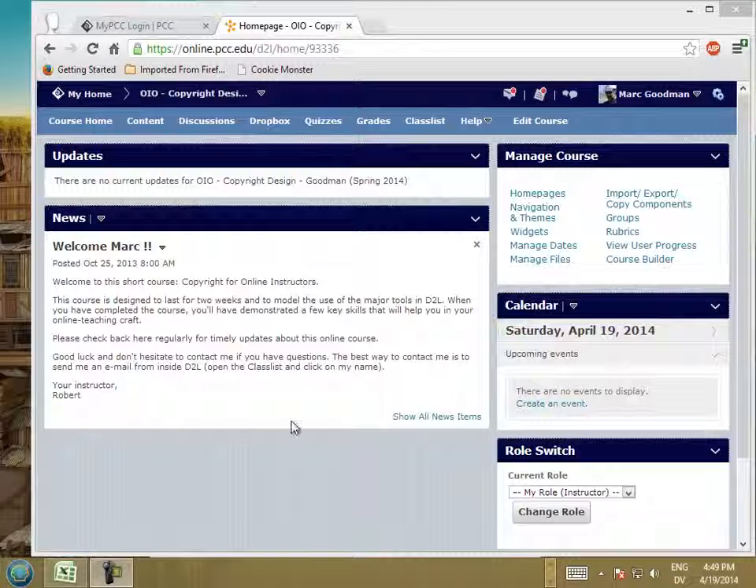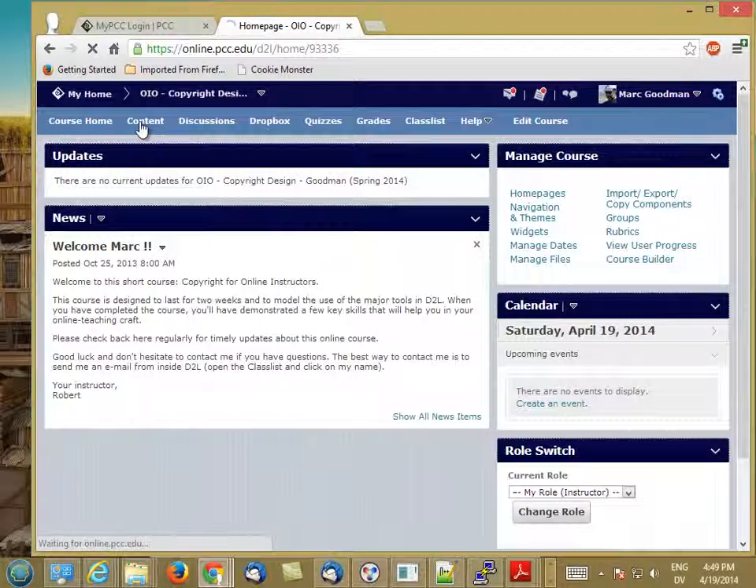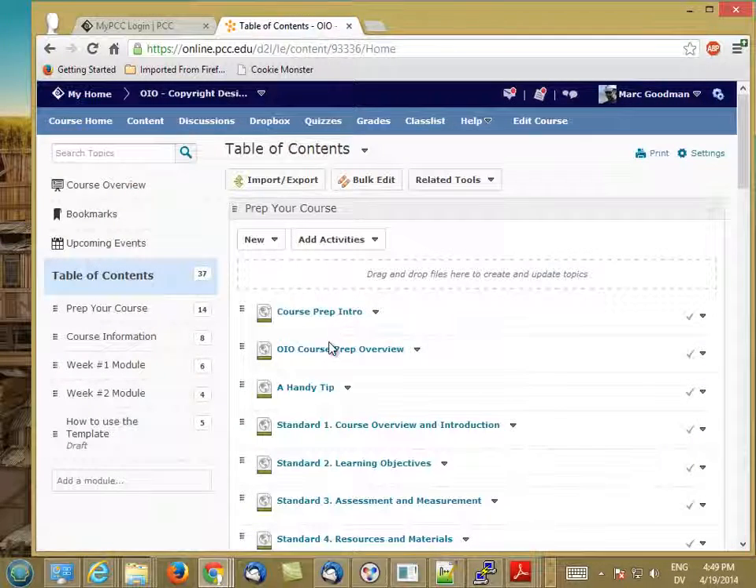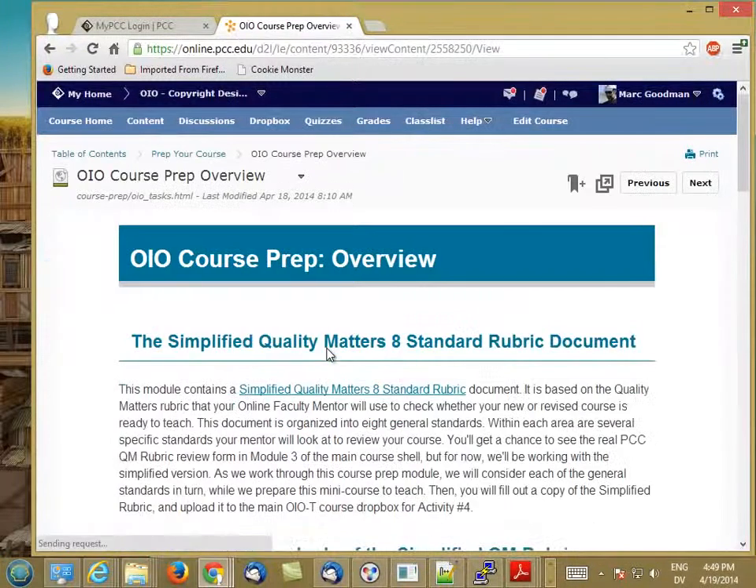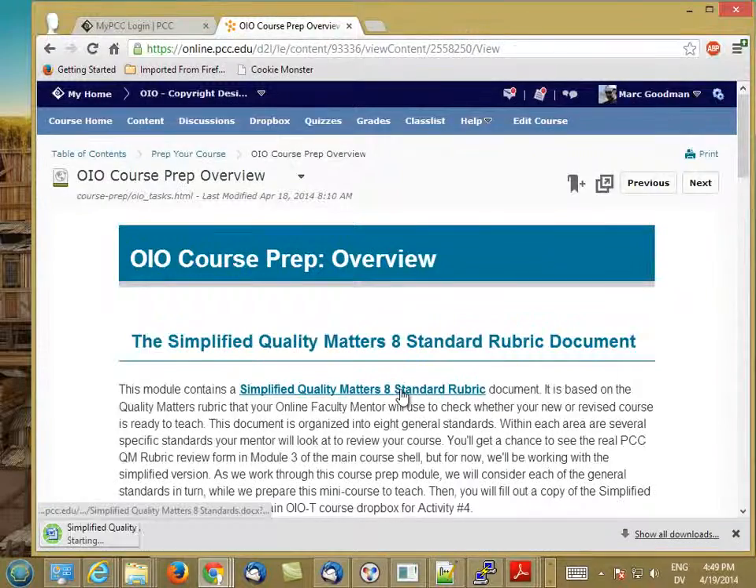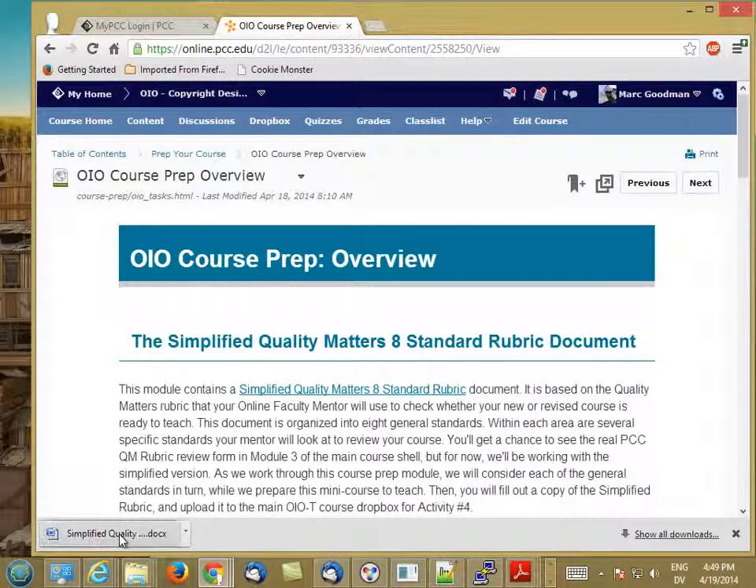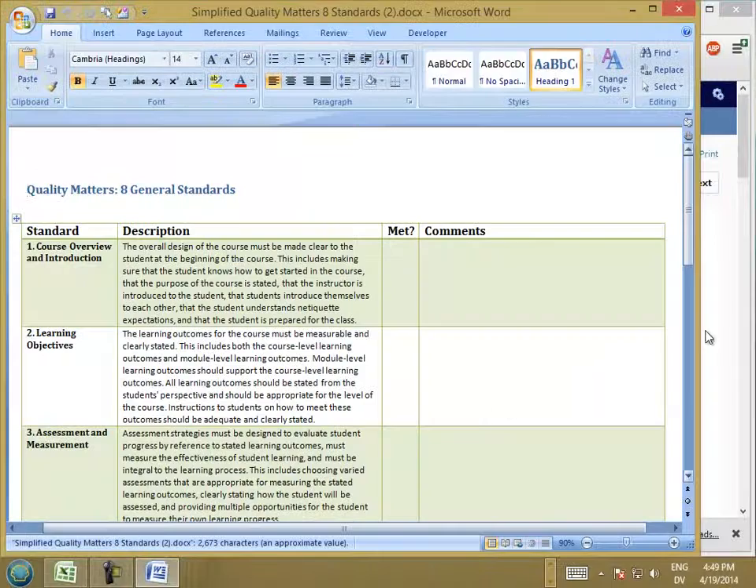Let's take a quick look at the simplified Quality Matters 8 standard rubric and look at what we're starting with in terms of our mini course. So I'm going to go to the content tab, start with the course prep overview, and download the simplified Quality Matters rubric, and we'll pop that open.